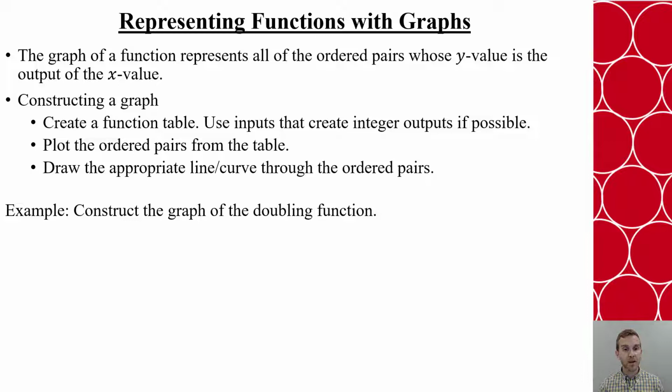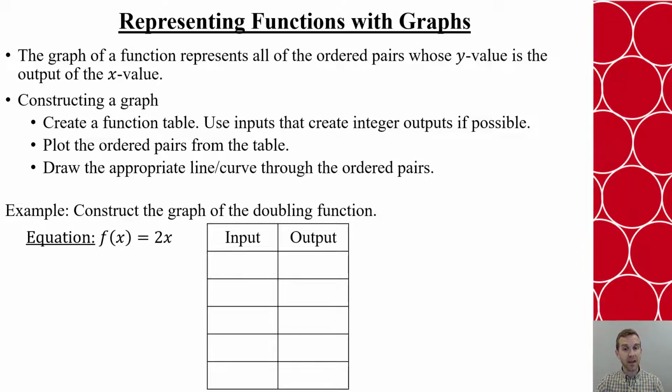Now let's go back to the idea of graphing the doubling function. We said that equation was f of x equals 2x. Comparatively, before I just used any inputs to show that it would double to create the corresponding output. When we're graphing, it's helpful to try to stay near the origin and use inputs that will create integer outputs whenever possible. So let's use some negative and positive values.